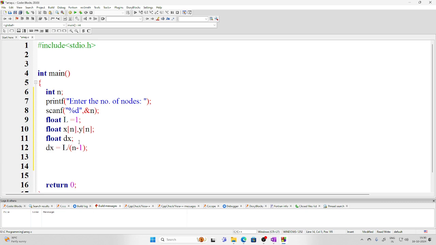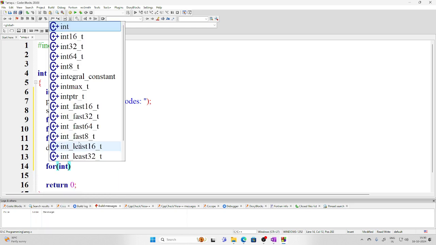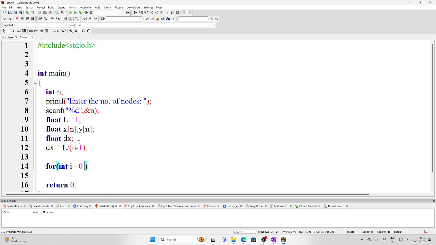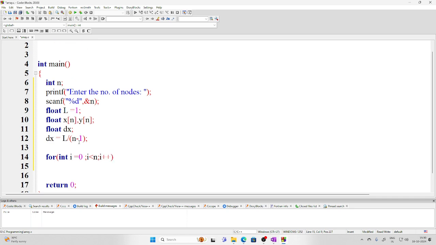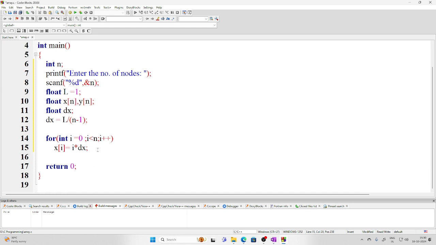So for int i = 0, i < n, i++, and inside, what is your xi? The xi is going to be i times dx. That's it. Okay, now once you know this, it is time to get the initial condition.